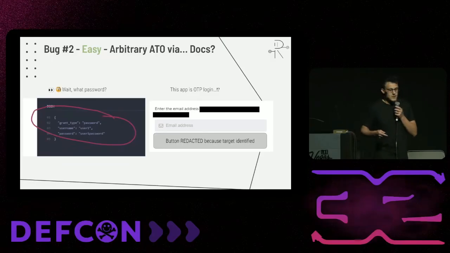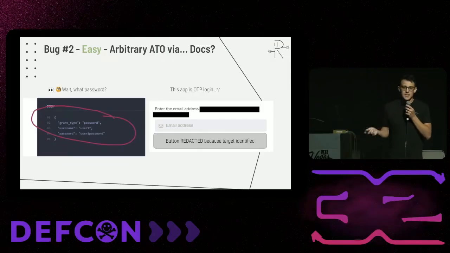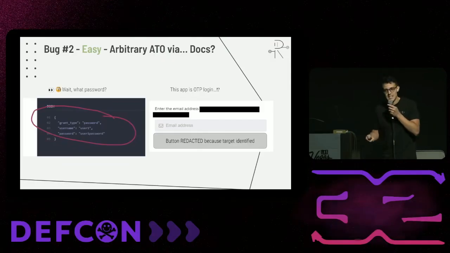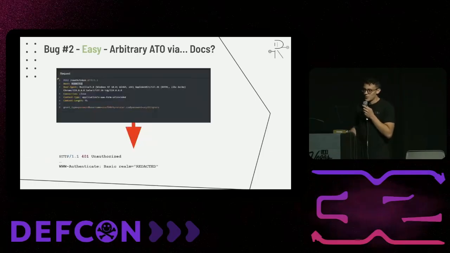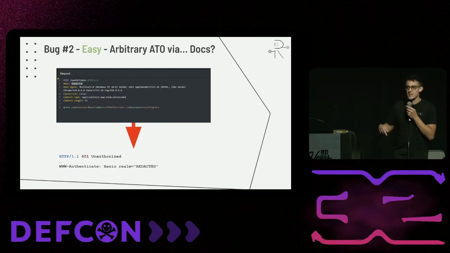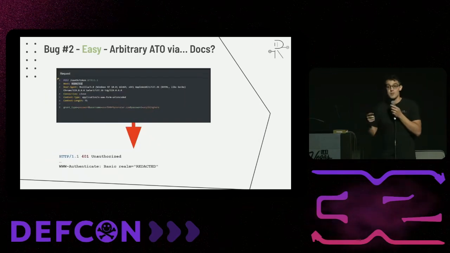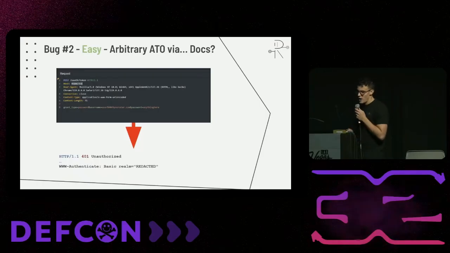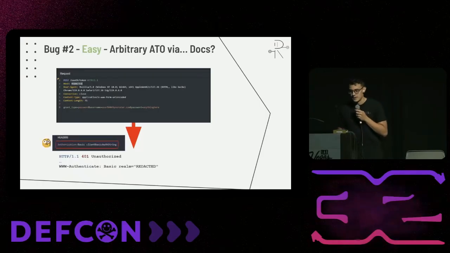A password? This application is an OTP login application. There's no password. You just put in your email. They send you a link to your email. You click on it and you're logged in. So how does that work? So I started building it out. And when I sent the request, I got a 401 unauthorized. Of course, we need to authorize with the credentials mentioned in the doc for the authorization header. So I went and I needed that.